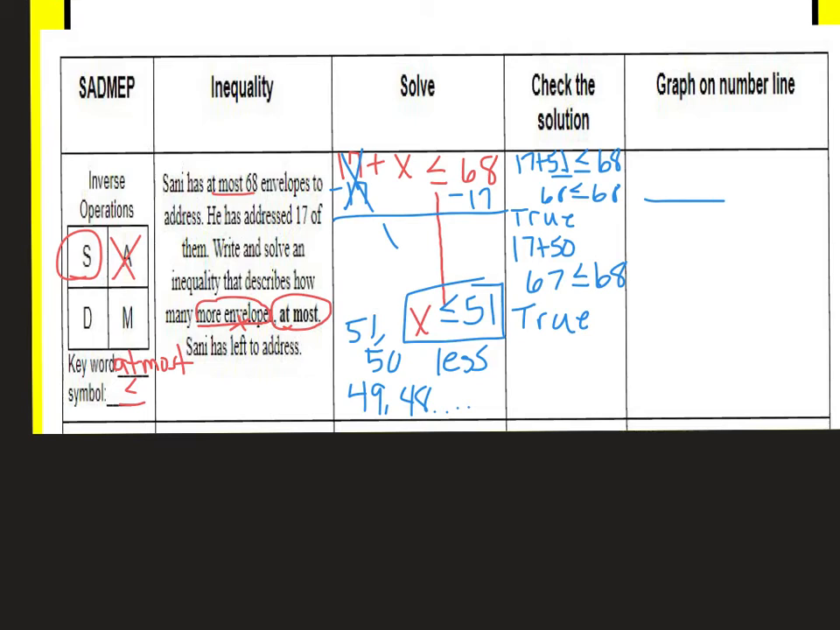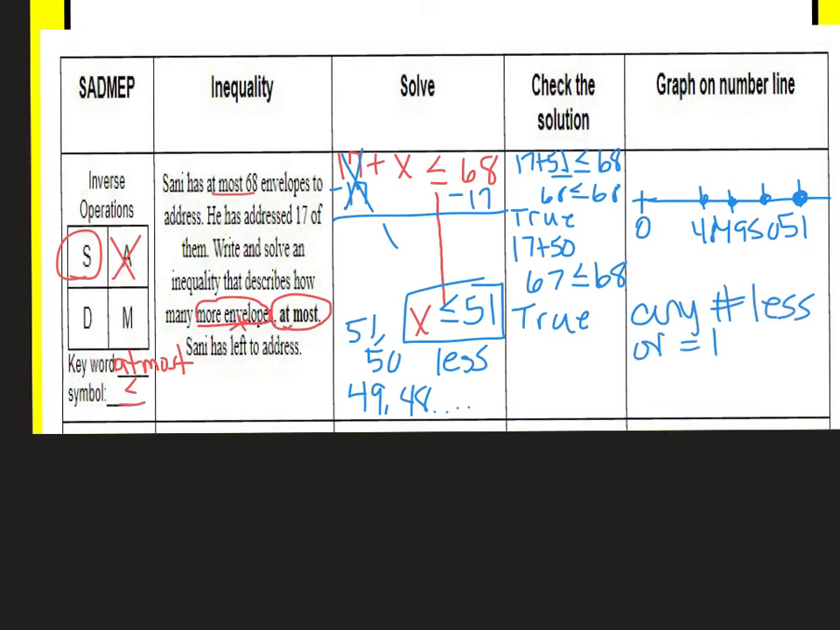So if I think about the number of envelopes, I know I don't have a lot of room, but I definitely can have 51 envelopes that still need to be addressed. So I can also have 50, I can have 49, I can have 48, etc., right? So I have a solution set that is any numbers less than or equal to 51. Okay? All right, let's go ahead and try another one together.